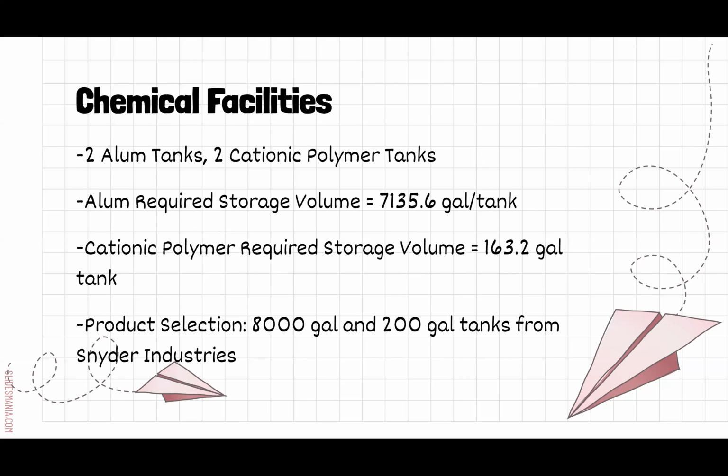Our chemical facilities for this project involve the chemicals alum and cationic polymer. Following the design criteria of 2 tanks for each chemical, we calculated an alum required storage volume of 7,135.6 gallons per tank and a cationic polymer required storage volume of 163.2 gallons per tank. And then from this, we were able to do a product selection of 8,000 gallon and 200 gallon tanks from Snyder Industries. Next, Tiffany is going to talk about our clear well design.